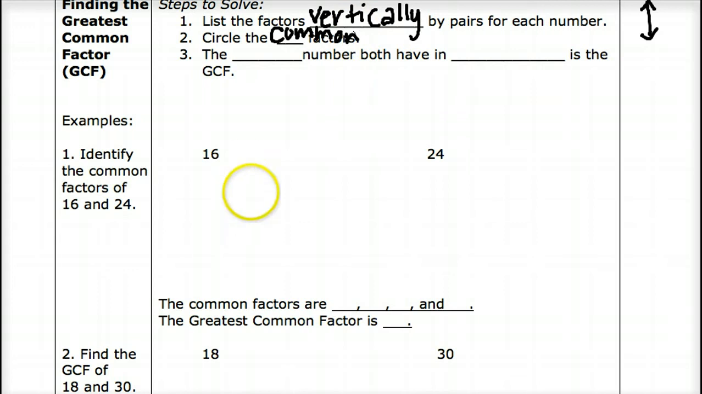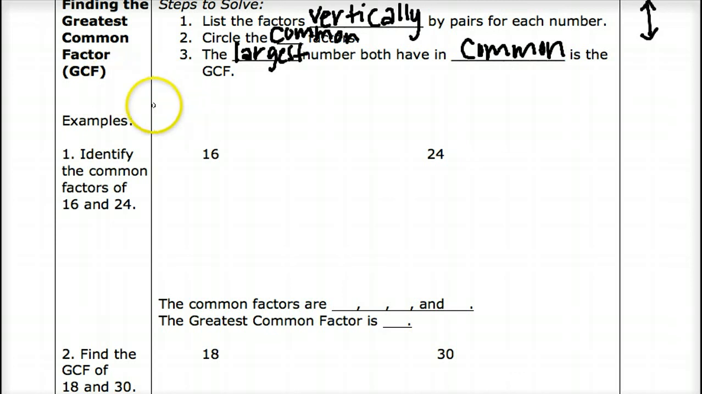And third, we are going to take the largest number that both have in common, and that is going to be your GCF. Now you're going to see that this is abbreviated, GCF. You'll see that pretty often. It simply means greatest common factor in a shortened version. So let's work out an example.